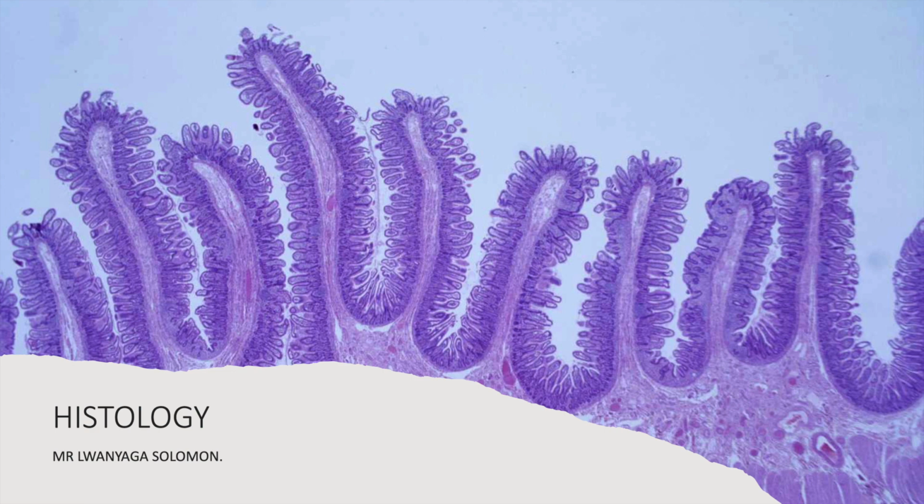Histology is the study of tissues, and a tissue is a group of similar cells organized into a structural and functional unit. In other words, it's a group of cells that have the same structure that are organized to carry out a particular function or particular functions.